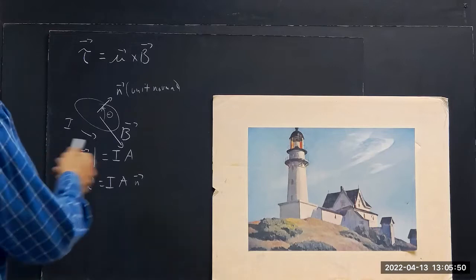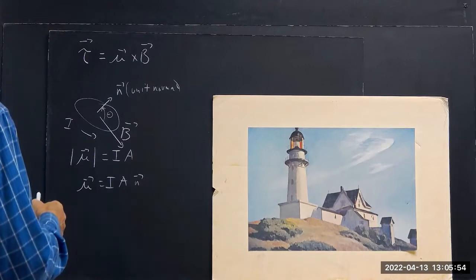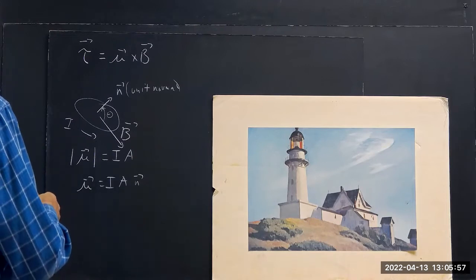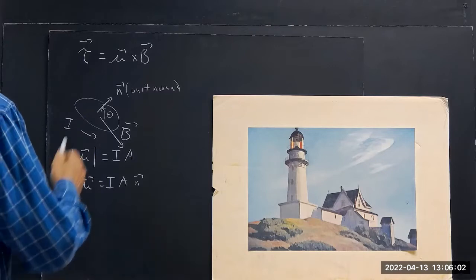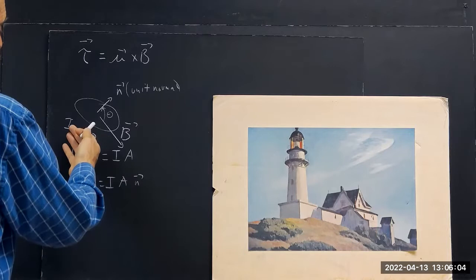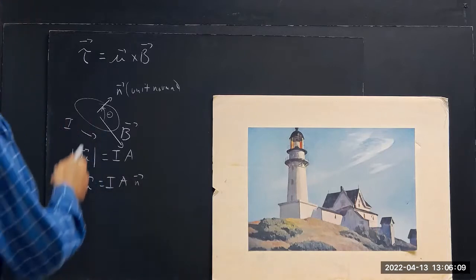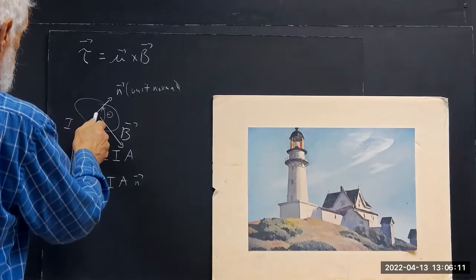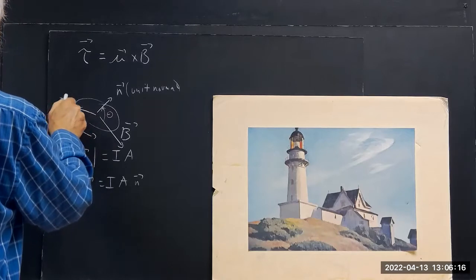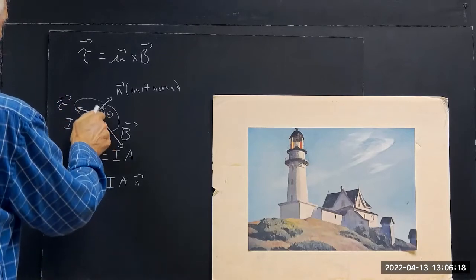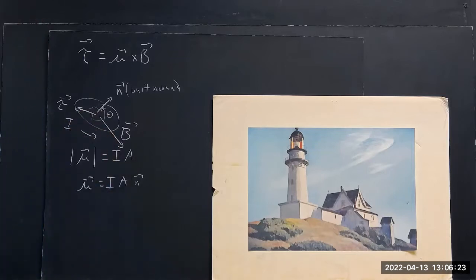Well, mu and B are in a plane, and your torque is perpendicular to that plane. A little hard to draw it up here, but you can say, okay, so here's your torque, and it's perpendicular to this, and it's perpendicular to this.